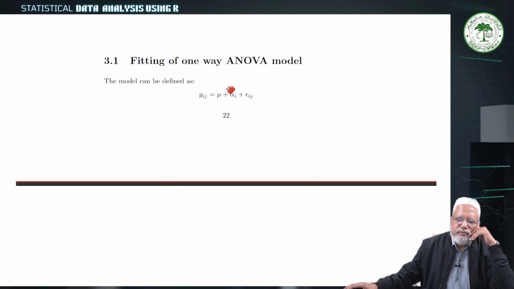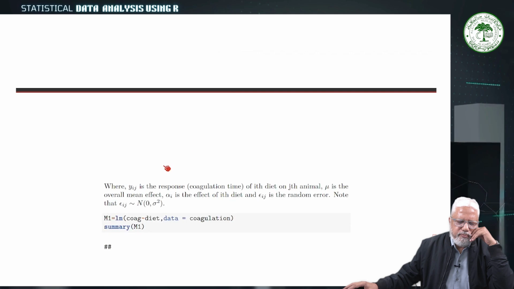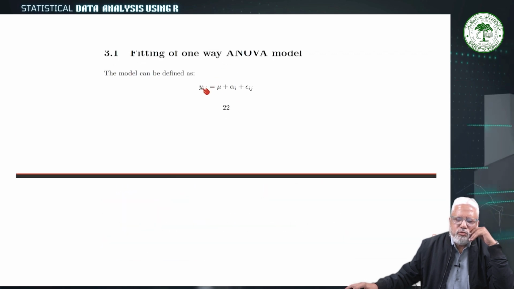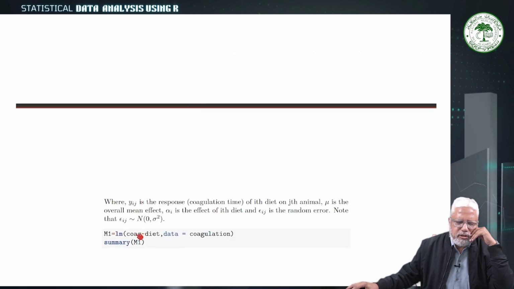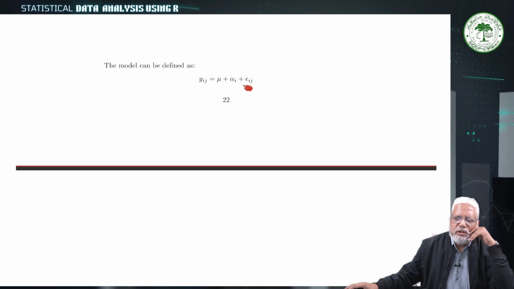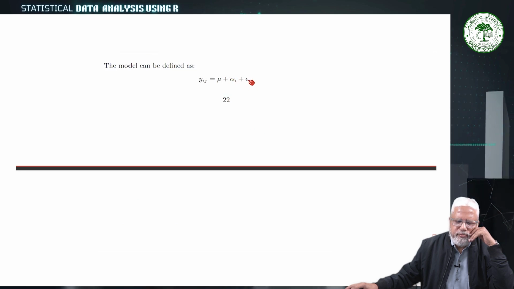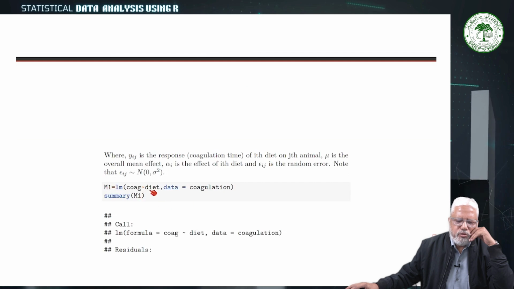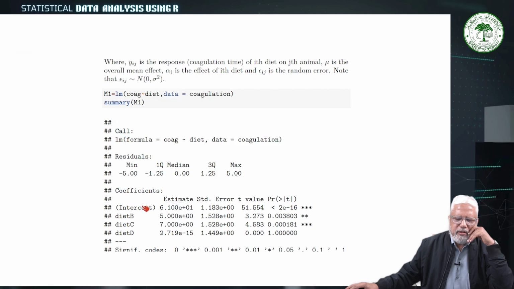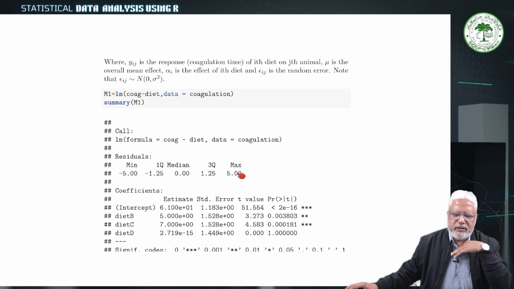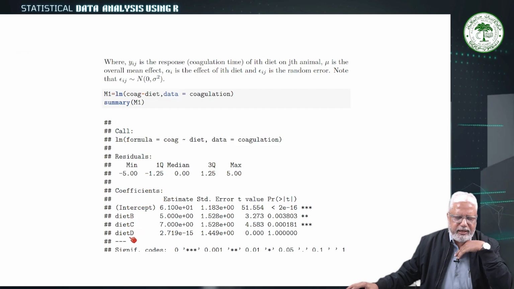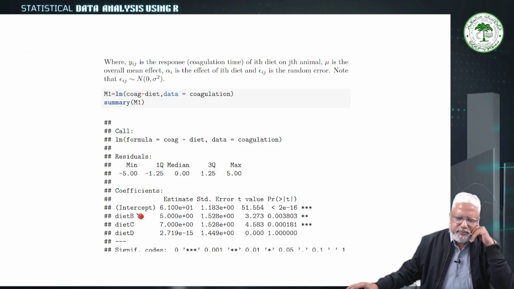Now this model has been fitted using lm. lm stands for linear model: coag, the coagulation time, versus diet. This is the effect of diet. The mu and the alpha are not written in the model; they are understood to be there. So coag versus diet, data is equal to coagulation, and summary of results. See here, these are the residual standard errors, and see coefficients: diet B, diet C and diet D. But diet A is absent.